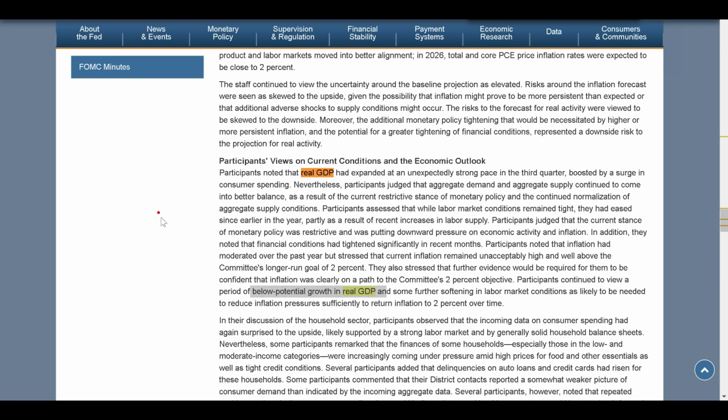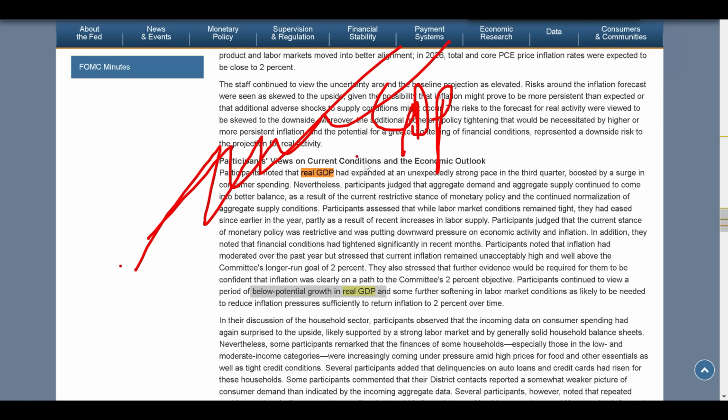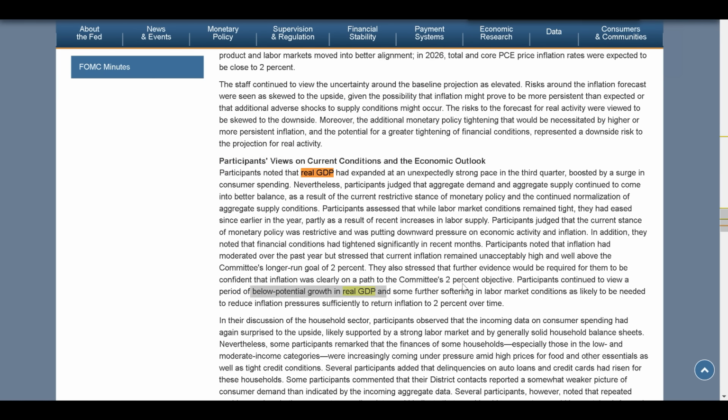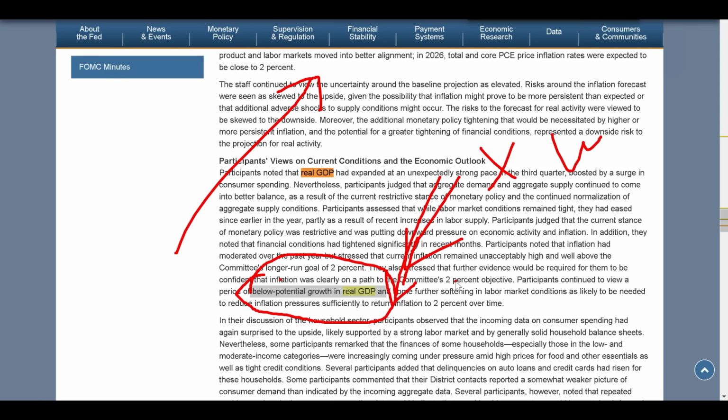So as of now, what is Wall Street expecting? Wall Street is expecting extremely high spikes in the GDP, very heavy upward movement in the GDP. But what are the Federal Reserve, the central bank members, expecting? They are expecting below potential growth in real GDP. So the views of the Federal Reserve and the FOMC are against Wall Street. Wall Street is like this, the Federal Reserve Committee is like this.